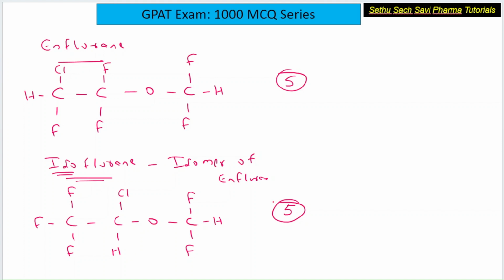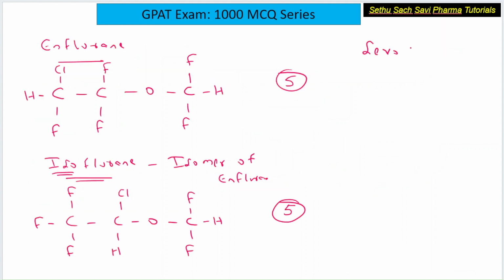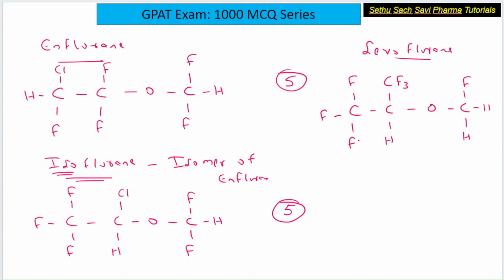Okay, now what was the last choice? So definitely the answer would be sevoflurane, right? And let us look into the structure of sevoflurane. So sevoflurane, again, is a halogenated ether. You need to write carbon, carbon, oxygen, carbon. Here this carbon contains only one fluorine atom, the remaining would be hydrogen. However, this carbon contains CF3, and here hydrogen, and this carbon also contains 3 fluorine atoms. Now you calculate the total number of fluorine atoms: 1, 2, 3, and this one 4. However, this carbon is CF3. That means 4 plus 3, totally 7 fluorine atoms are there in sevoflurane.